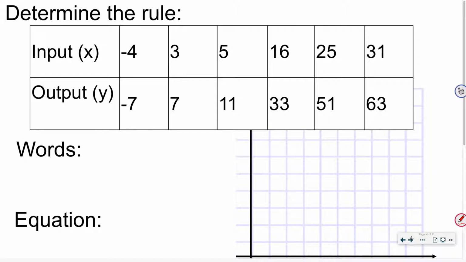What is the rule? What was happening? We put a number in. What happened to it to give us the output? So we're going to do the rule in words, and then we're going to write the equation that represents that rule. Take a look. Can you find the pattern? Can you figure out if this was the number put in, what happened to it to give you this number on the way out? What happened to that number when we put it in?